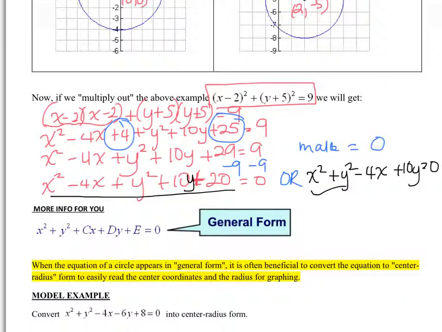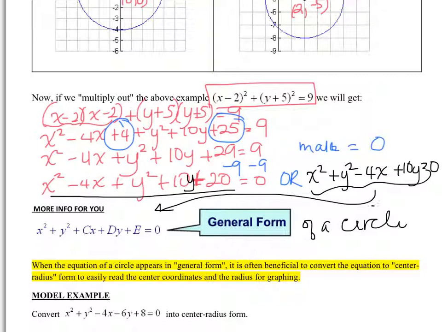If you look at this form, this is the general form of a circle equation. So that's the general form of a circle equation, and look at it carefully. Know this because you need to know this, okay?